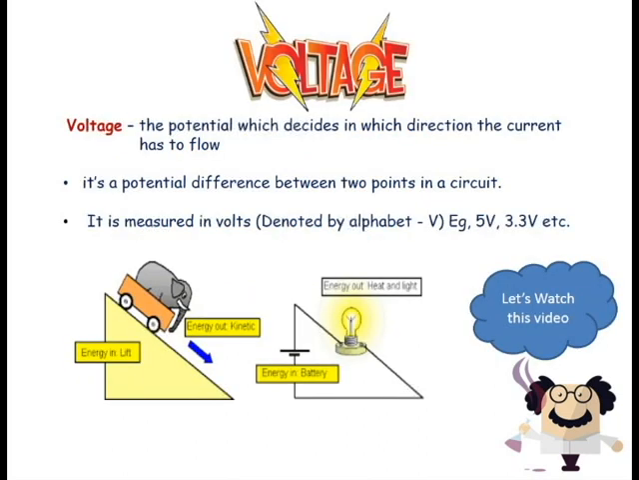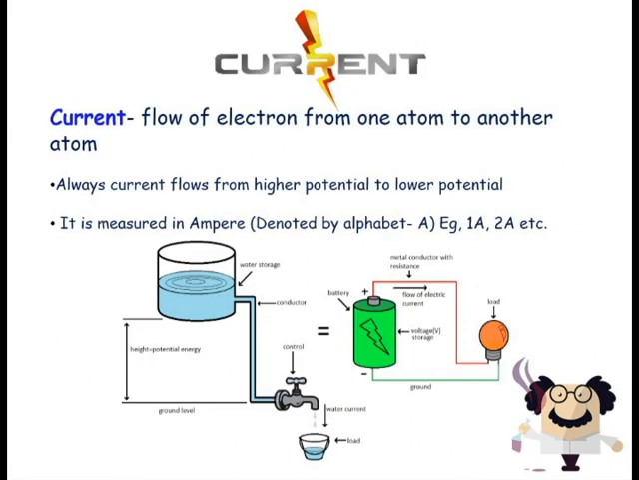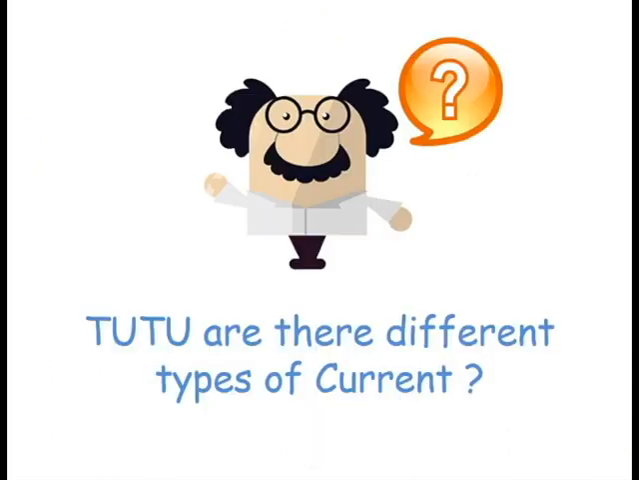Voltage is nothing but the potential difference between two charges or two points in a circuit that is connected to a power source. The measurement is done in volts, for example 5 volt or 230 volt. Current is the flow of electrons that results from the force produced by voltage. Always current flows from higher potential to lower potential. It is measured in ampere, for example 1 ampere, 2 ampere, etc.